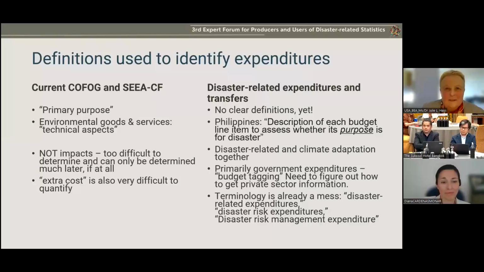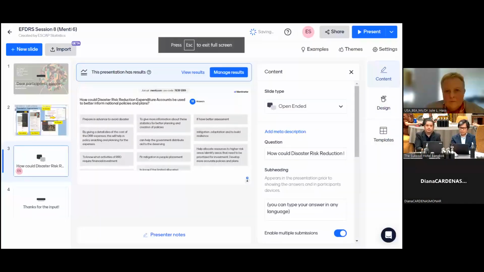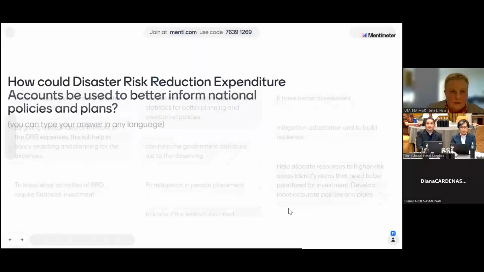Good, thanks very much. Could we have the results from the Metameter poll? And Daniel, can you help me look at this, and we'll try to see what it can tell us? Okay, so we've gotten 11 answers, which is great.